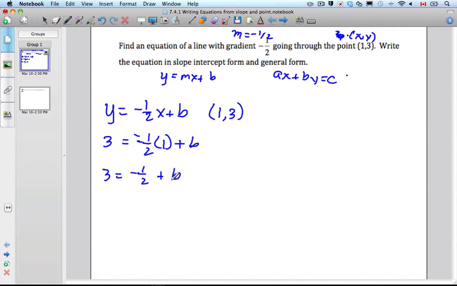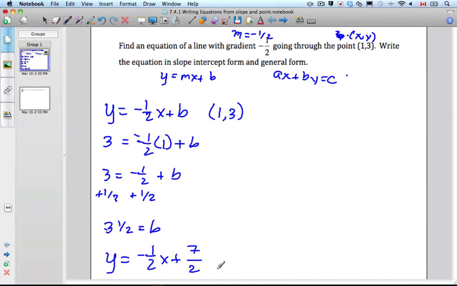Now we have 3 equals -1/2 plus b. To isolate our variable, we move 1/2 to the other side by adding it, and we have 3 and 1/2 equals b. So our equation is y equals -1/2 x plus 7/2.